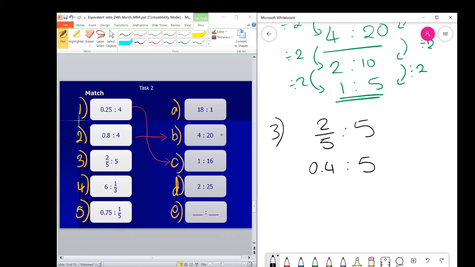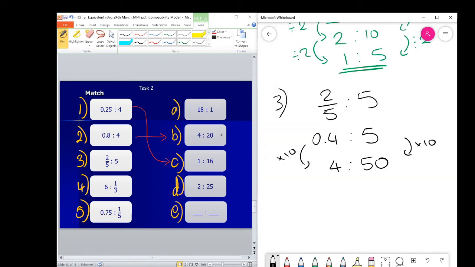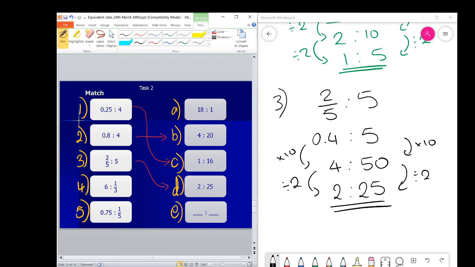Now I can see what to do, because now I can just times both sides by 10. If I times both sides by 10, that gives me 4 to 50. Again, I need to simplify it. They're both even. I'm going to half it. 2 to 25. And that was my answer, and you'll see it matches up with this one here.